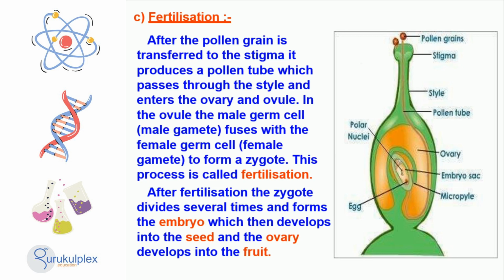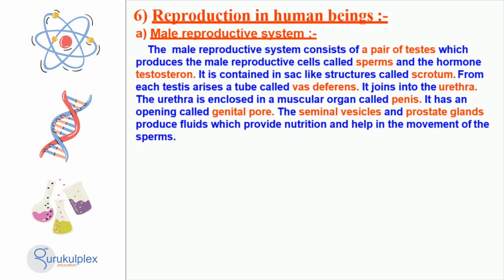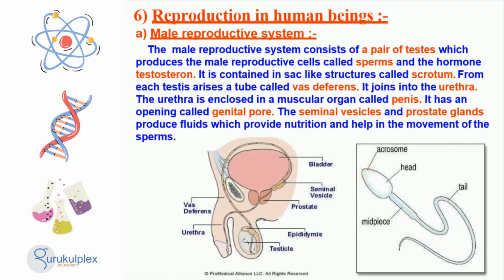The male reproductive system consists of a pair of testes which produce male reproductive cells, also known as sperms, and the hormone testosterone. These testes are housed in sac-like structures called scrotum. From each testis arises a tube called vas deferens which connects to the urethra, an organ enclosed in a muscular tube called the penis, with an opening known as the genital pore. The seminal vesicles and prostate glands provide nourishment to the sperms and assist in their transportation throughout the body.